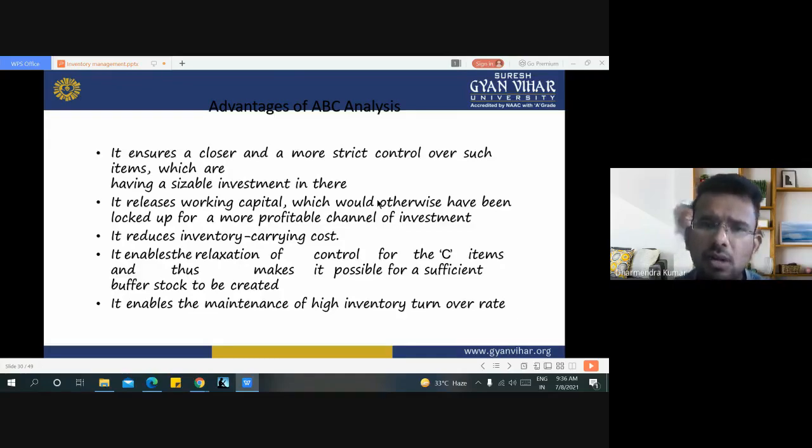It releases working capital which would otherwise have been locked up, for a more profitable channel of investment. It reduces inventory carrying cost. It enables the relaxation of control for the C items, and thus makes it possible for sufficient buffer stock to be created. It enables the maintenance of high inventory turnover rate.